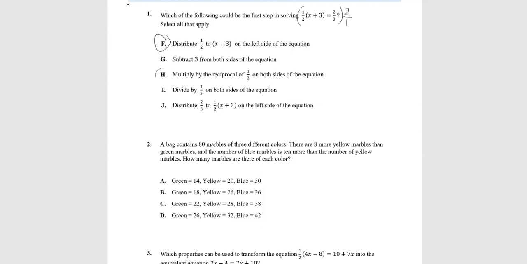That would be H. And then my final option, we'll do this in a blue color, is I could have instead divided by 1/2, because it's similar to if this was a 2 here, if I do the opposite and divide by 2, it gets rid of this fraction. But whatever I do to the left, I also have to do to the right. So I would have to divide 2/3 by 1/2 as well, and that would be option I. So for number 1, the correct answers would be F, H, and I.